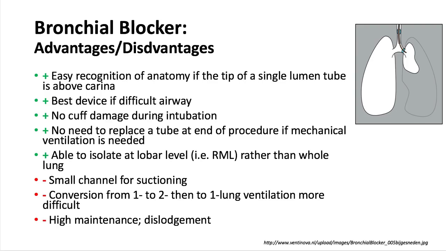Problems with the bronchial blockers, or disadvantages, include the fact that there's a very small channel and you can't suction well through that bronchial blocker. If you convert from one to two and then to one lung ventilation very frequently during surgery, it's more difficult, and the bronchial blocker can get dislodged frequently, especially as the surgeon moves the patient and pushes on the lung. That bronchial blocker can pop out, maybe back into the trachea, and get dislodged.